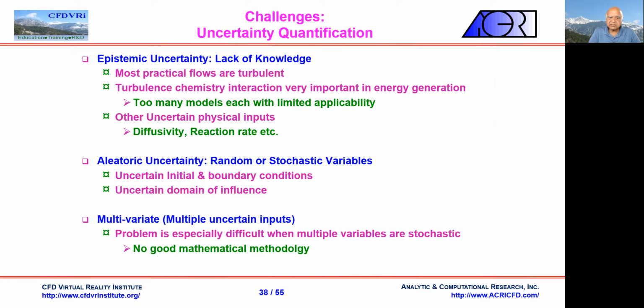Sometimes we don't even know the domain of influence. If we are simulating a part of the ocean or part of the atmosphere, or let's say flow over a city, how far should we go? We don't know. When these uncertainties combine, and there is more than one, we call it multivariate, multiple uncertain inputs.